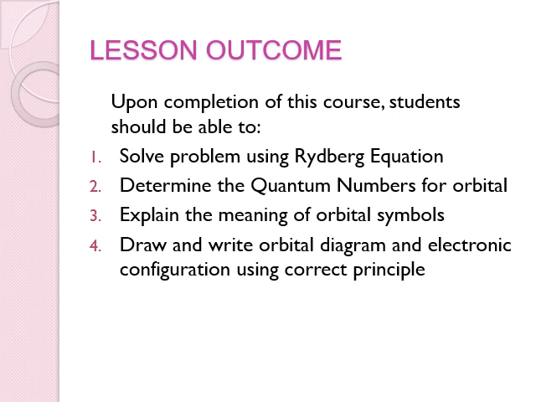the quantum numbers for an orbital and explain the meaning of an orbital, and draw and write orbital diagrams. So basically what is most important is the Rydberg equation. That's why wavelength and those things are not important. You just need to know the formula and then determine the quantum numbers, determine the meaning of the orbital system, and be able to write the electronic diagram.